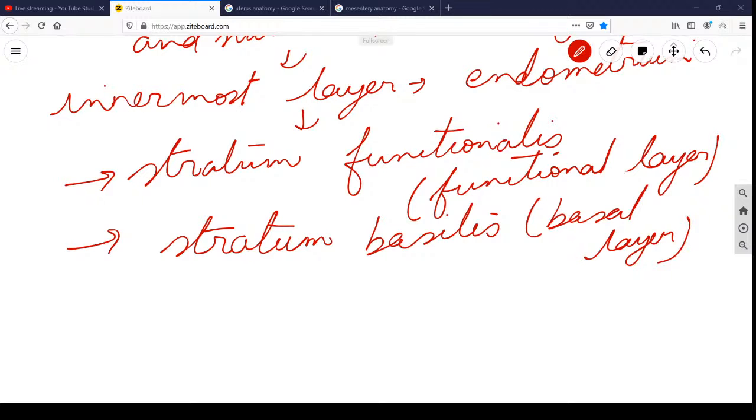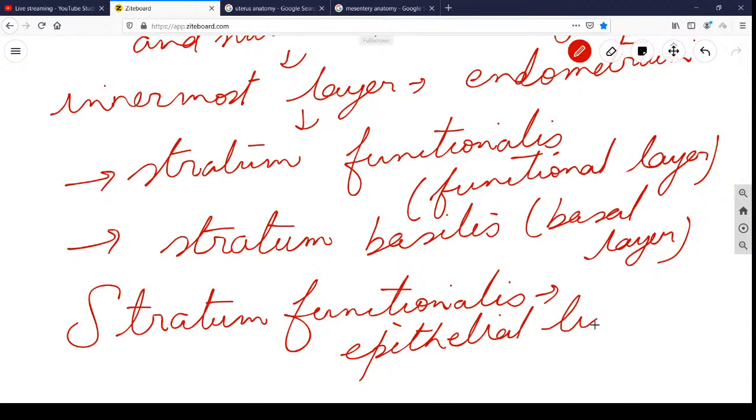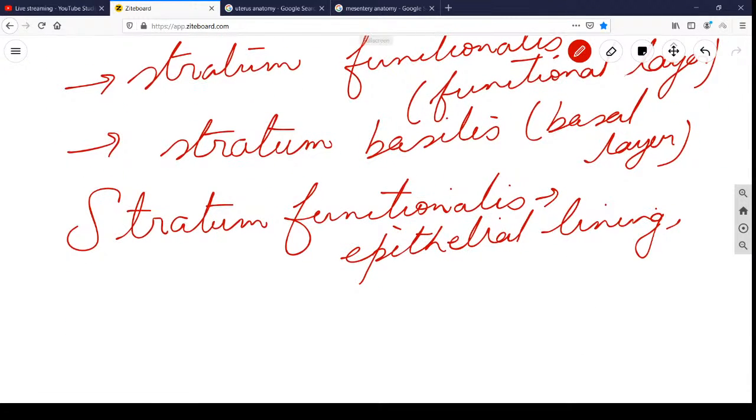This is a great NEET question. Again, it is not the stratum basalis but the stratum functionalis that contains the epithelial lining. Then it also contains the uterine glands, which are shed during menstruation.